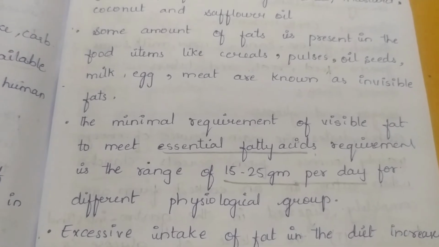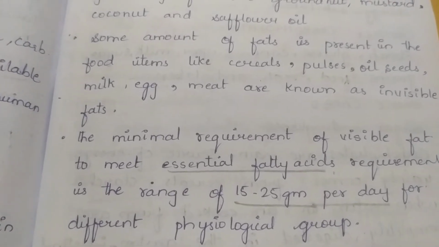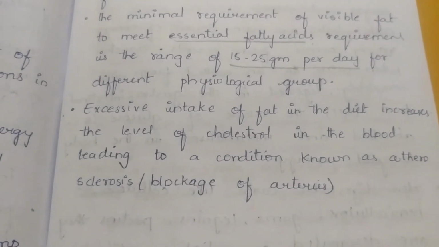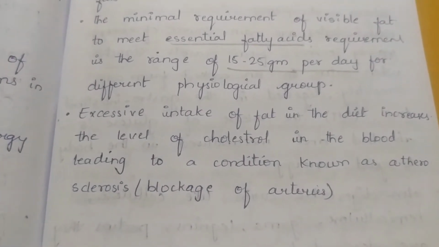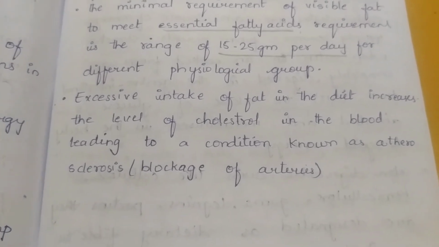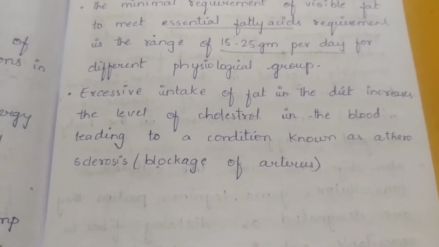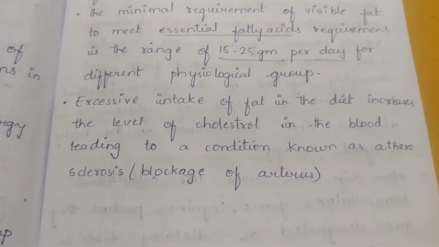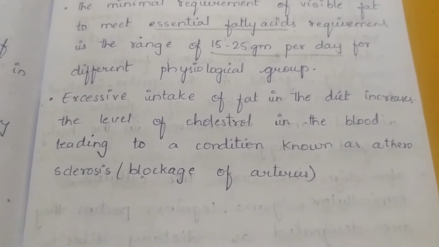If you take more than 25 gram, what happens? Excessive intake of fat in the diet increases the level of cholesterol in the blood. I think you people are very familiar with cholesterol. Yes, the level of cholesterol in the blood, leading to the condition known as atherosclerosis.